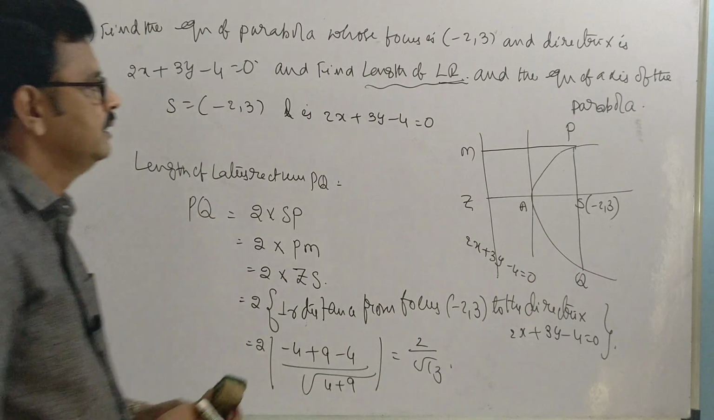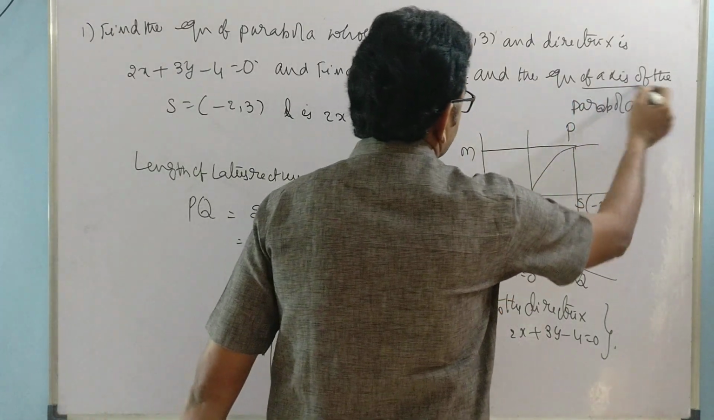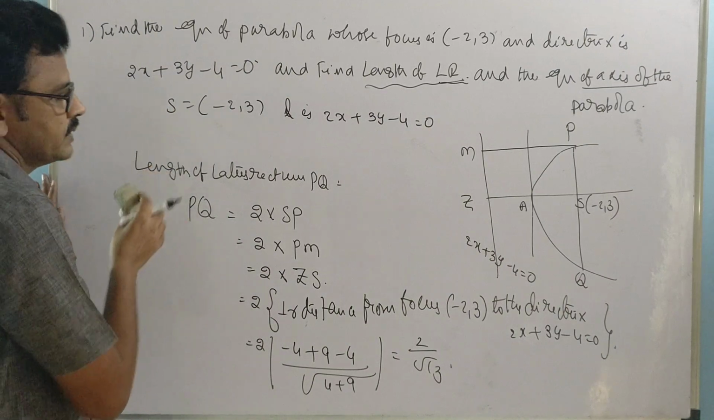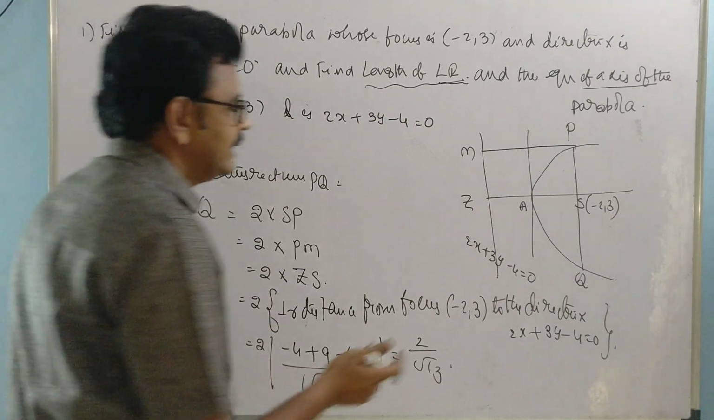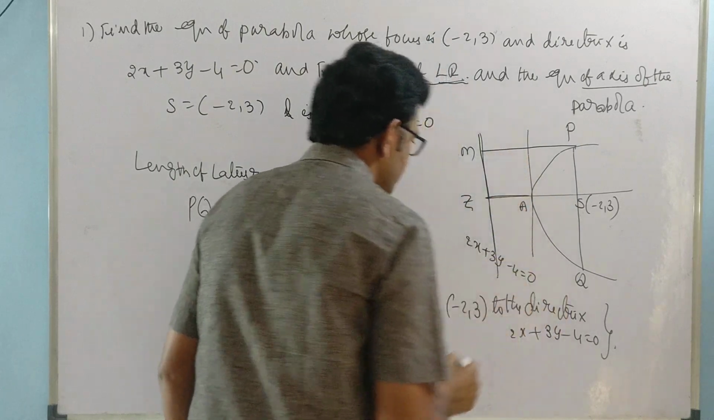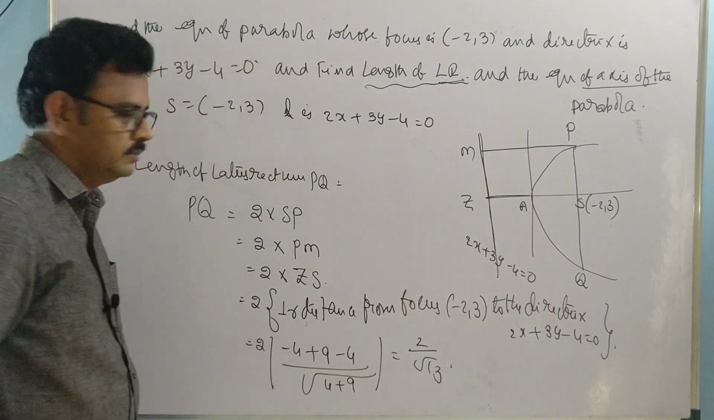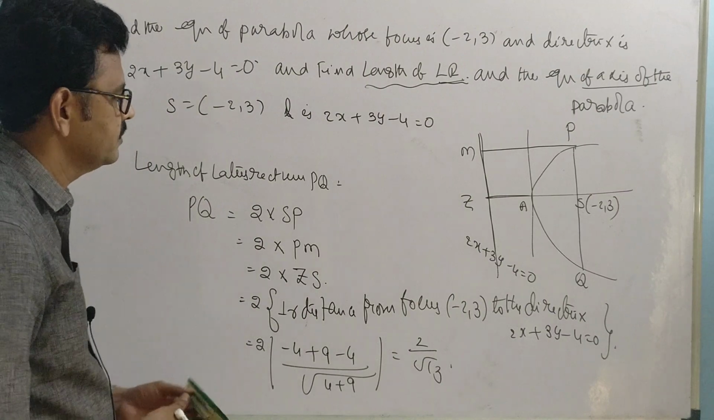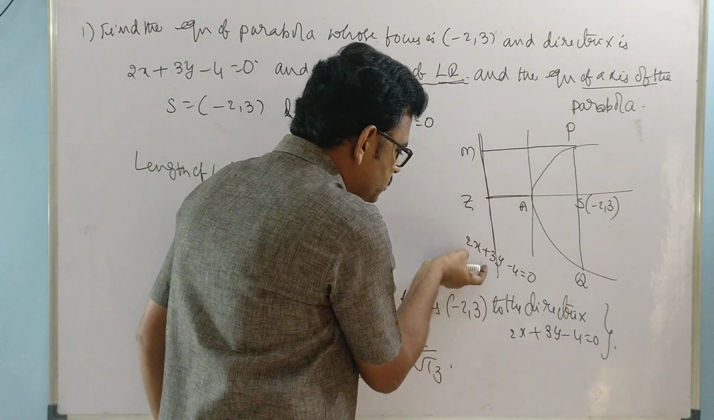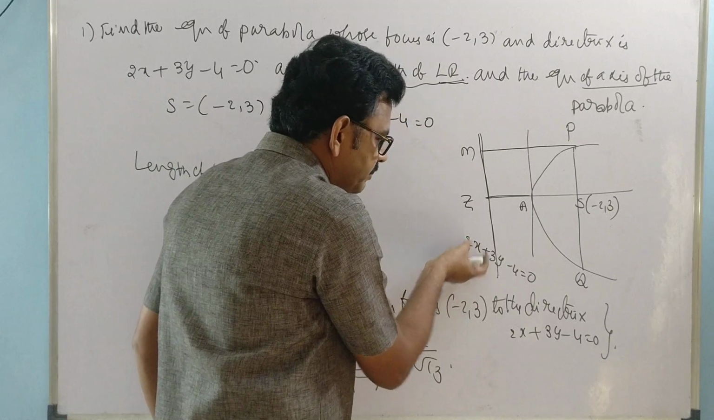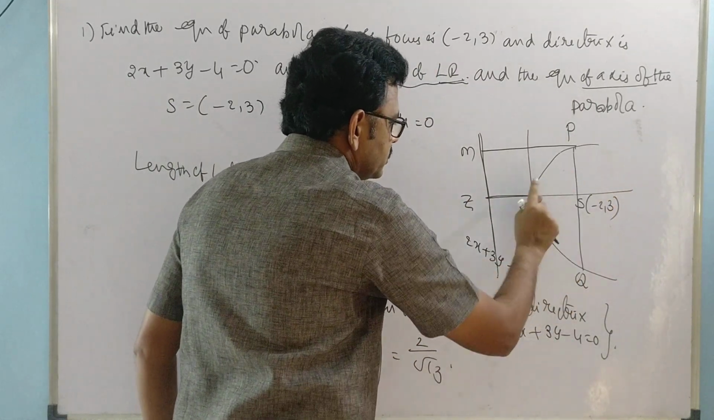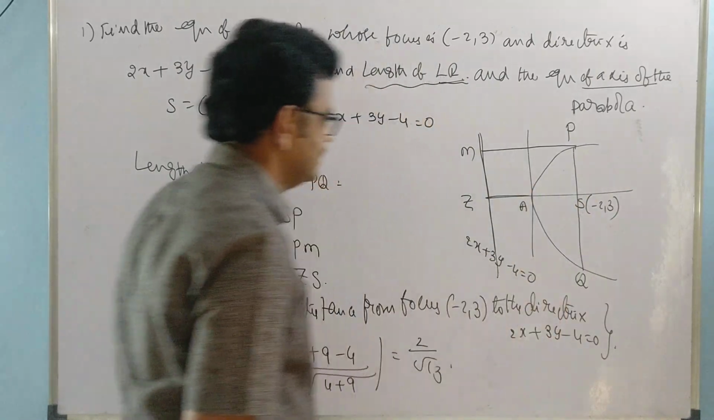And the next one is the equation of the axis of the parabola. The axis and the directrix are perpendicular. Axis is perpendicular to directrix. What is the slope of the directrix? Minus 2 by 3. This implies the slope of the axis is 3 by 2, and with the point and the slope we get the equation of the axis.